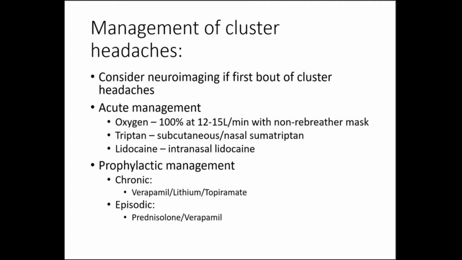And so the management of cluster headaches, as I mentioned, you should consider neuroimaging if it's the first bout of cluster headaches. The acute management consists of 100% oxygen at 12 to 15 liters per minute with a non-rebreather mask. Furthermore, subcutaneous or nasal administration of sumatriptan at a maximum of about 12 milligrams per day, along with intranasal lidocaine, have been shown to help relieve the pain associated with cluster headaches.